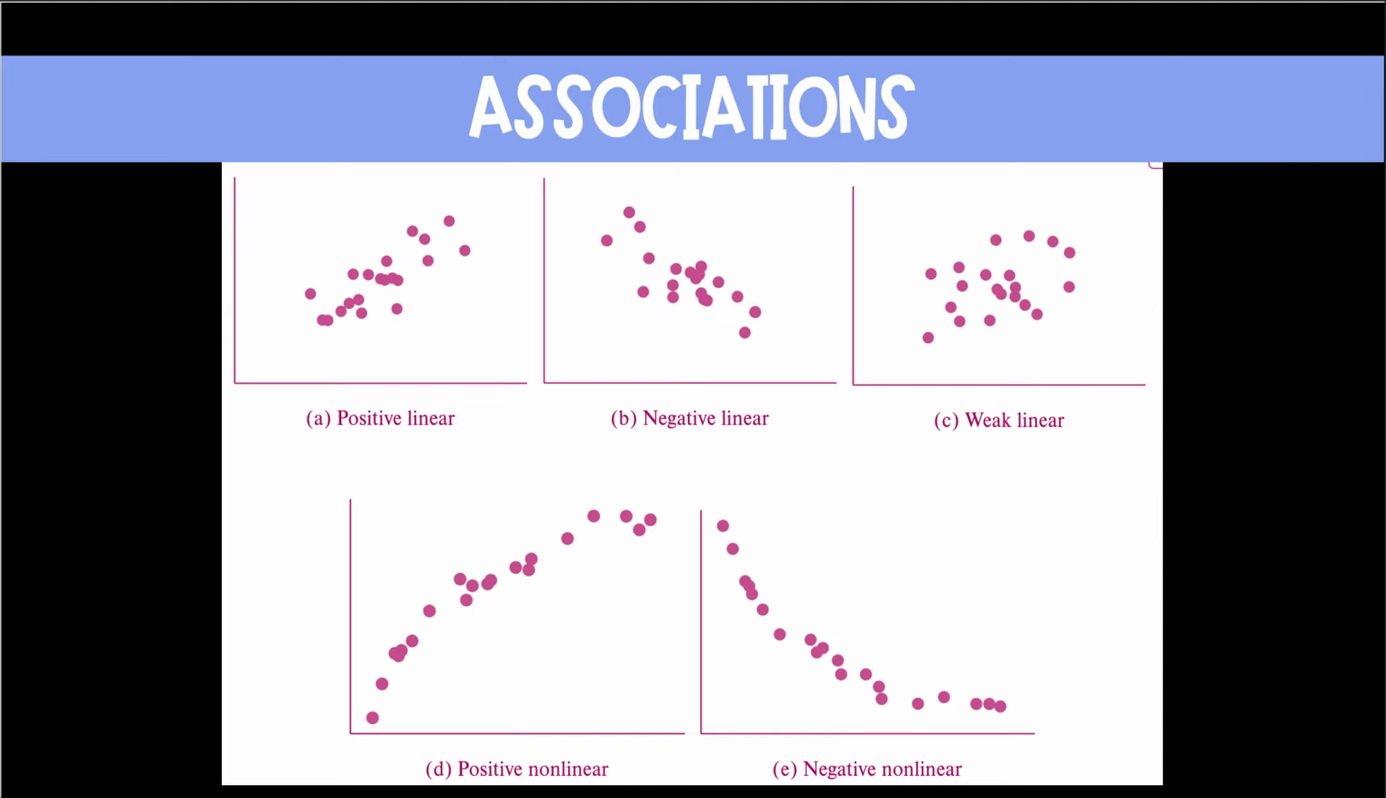Sometimes you don't have a linear correlation. Sometimes it could be a curve or a different pattern. Take for example the two pictures on the bottom. We have letter D as a positive nonlinear because your graph looks like it's increasing from left to right, but not in a line form. Similarly, letter E is decreasing, but not in a line form. In this section, we're only going to talk about the linear correlation.